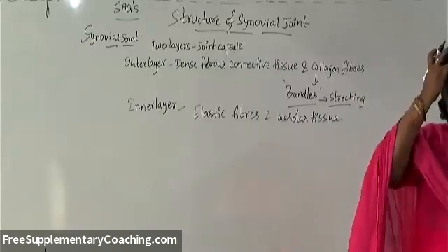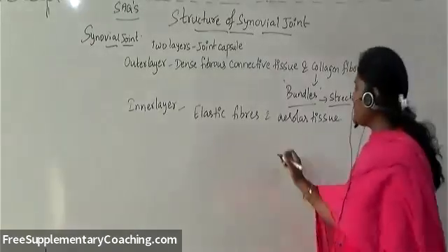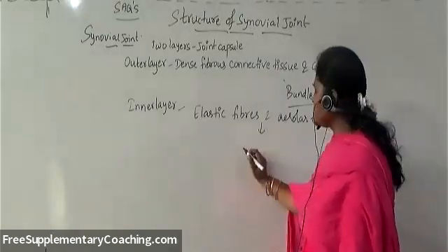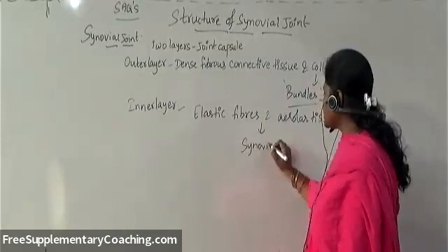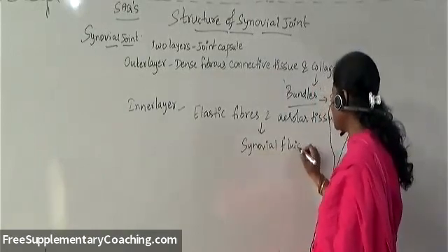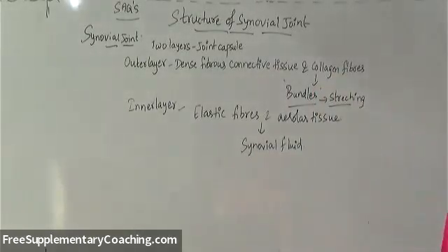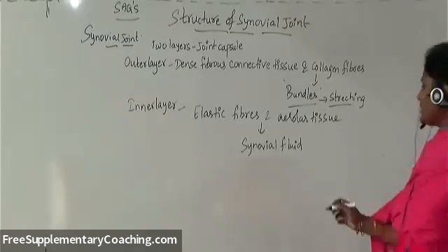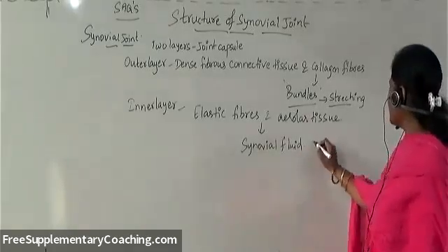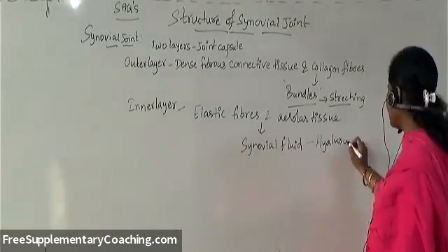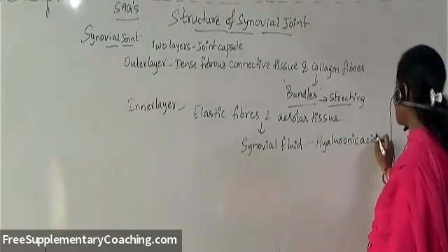So the elastic fibers and areolar tissue help in secreting. This inner layer secretes a fluid which is called synovial fluid. And this synovial fluid mainly consists of a component called hyaluronic acid.